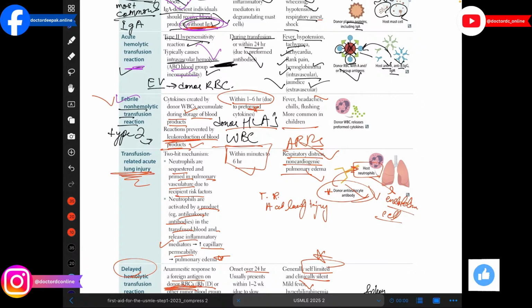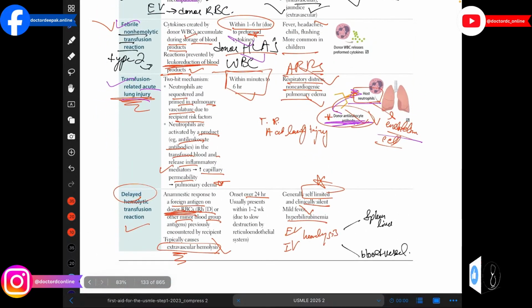In febrile non-hemolytic transfusion reactions, there are antibodies against the HLA and WBCs of the host. In transfusion-related acute lung injury, there is a donor leukocyte antibody that will attack host neutrophils and endothelial cells. And in delayed hemolytic transfusion reaction, there is a response to foreign antigen on donor RBCs.